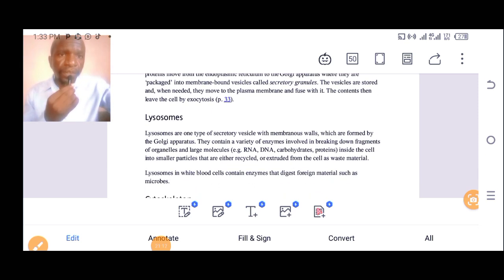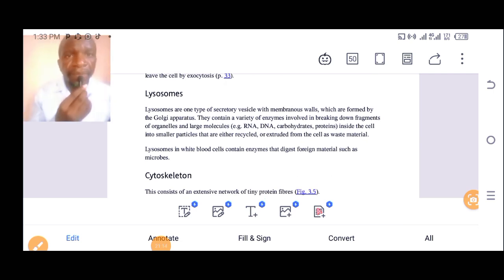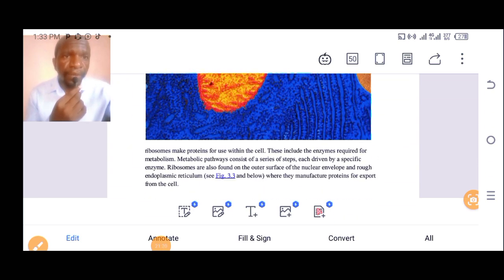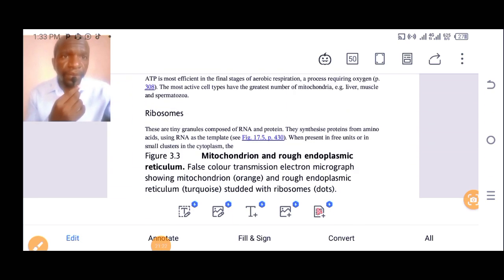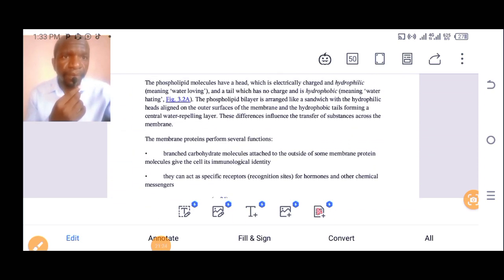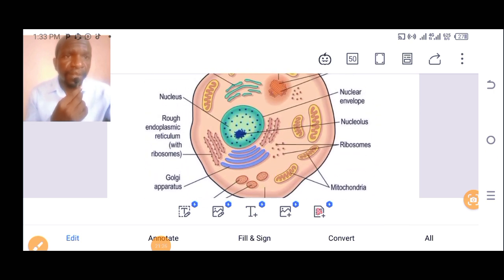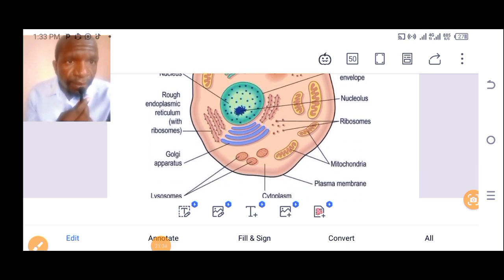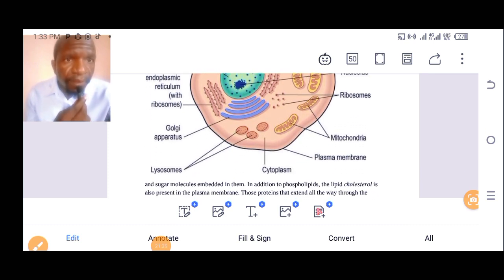Now let us proceed to lysosomes. You need also to see the lysosomes so that you are able to recognize them. Do you see the lysosomes now? Yes, here are the lysosomes.